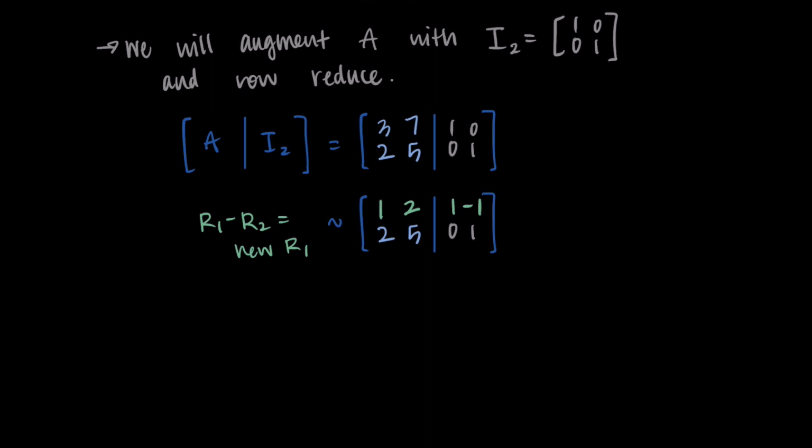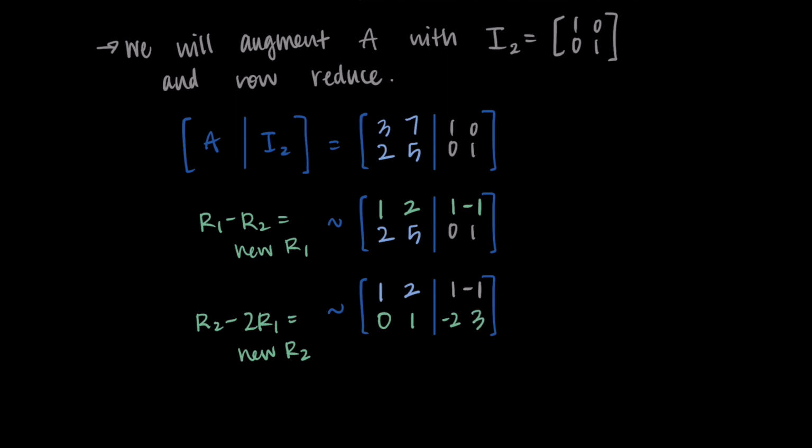Alright, now I want to get a 0 in the second row below that pivot. So we're going to do the second row minus 2 of the first row, and that's going to become my new second row. So I'm doing 2 minus 2, that's 0, then 5 minus 4, which is 1, 0 minus 2, which would be negative 2, and then 1 minus a negative 2, so what's 1 plus 2, which is 3. So my new second row is 0, 1, negative 2, 3.